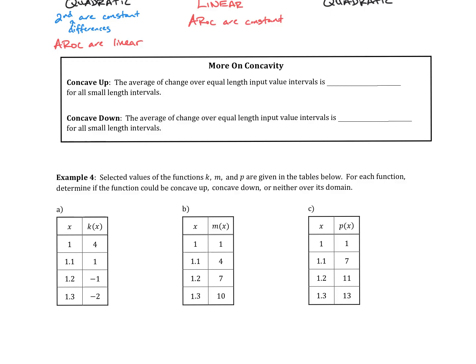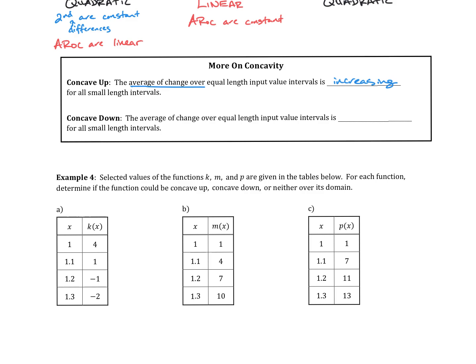All right, so now let's talk about concavity. We hold water or we spill water, right? All right, and so now we're going to talk about more of the mathematical terms of what's happening with concavity. So I need a beautiful reader. Briggs is going to be my reader. Talking about the average change over equal length input value intervals is. All right, so the average change is what? What do you think it is to be concave up? The average change is increasing. So the average change is increasing to make it concave up.